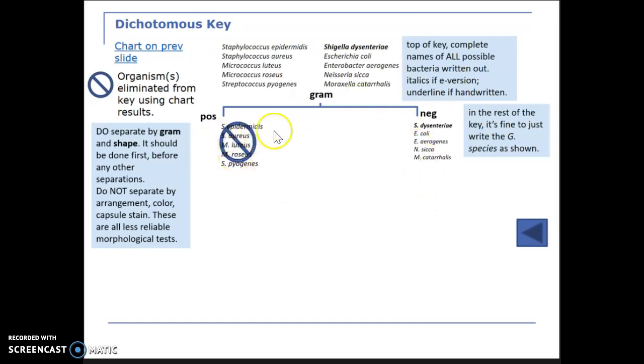I eliminate them, but I don't scratch them out so that I can't see anything that's under there. It's helpful to see what's under there just in case you want to go back and check out some things. All right, so eliminated like this.